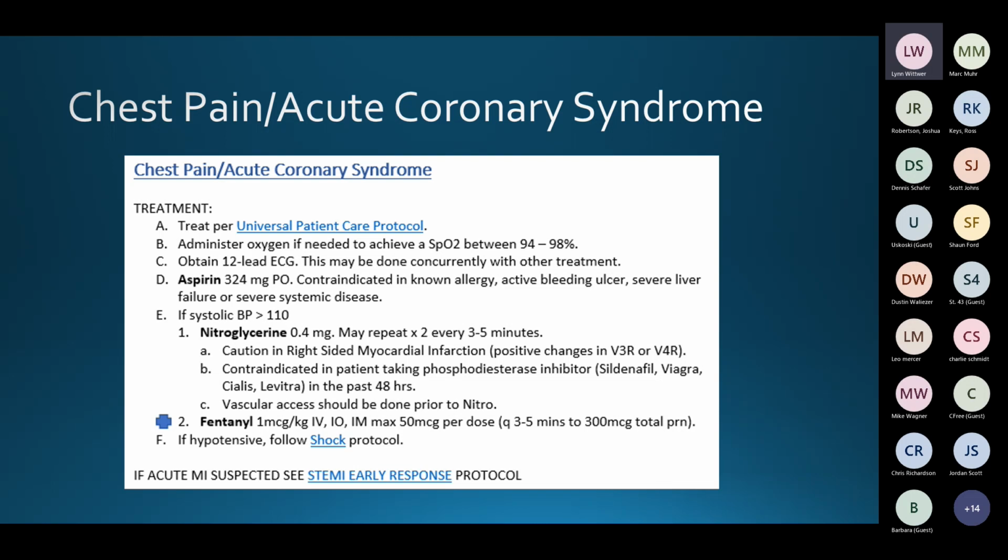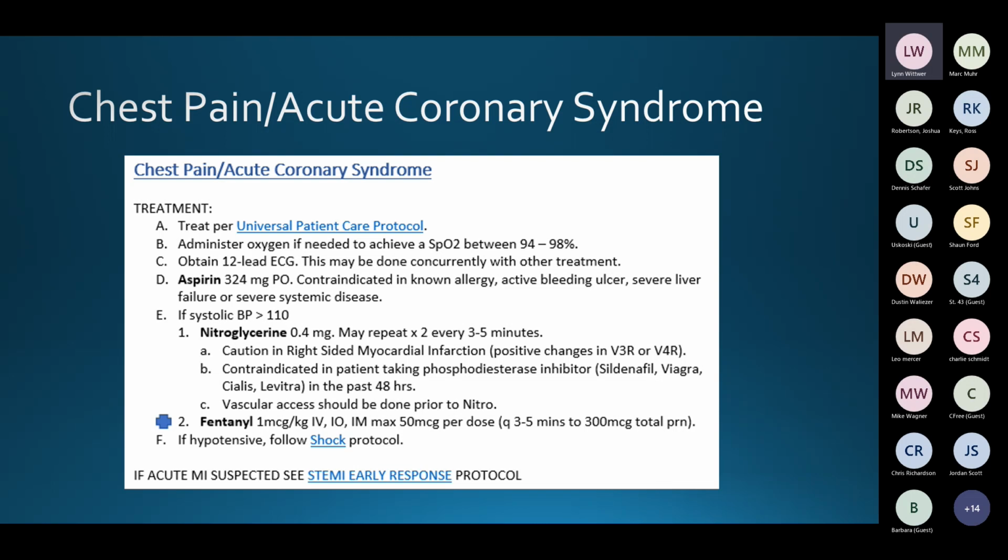Now, nitroglycerin is also contraindicated if they're taking any phosphodiesterase inhibitors, and there's a lot of them out there. And in the past 48 hours, if they took them before, if it's been a week ago, it's not a problem.